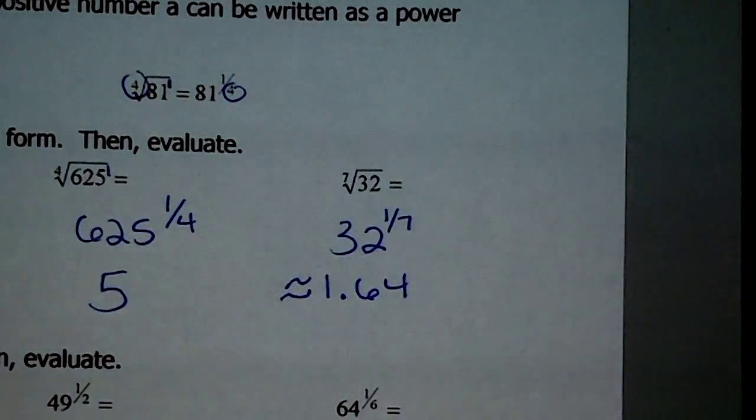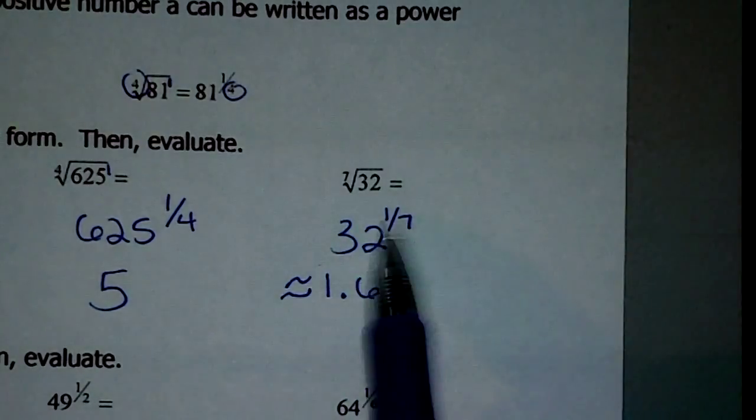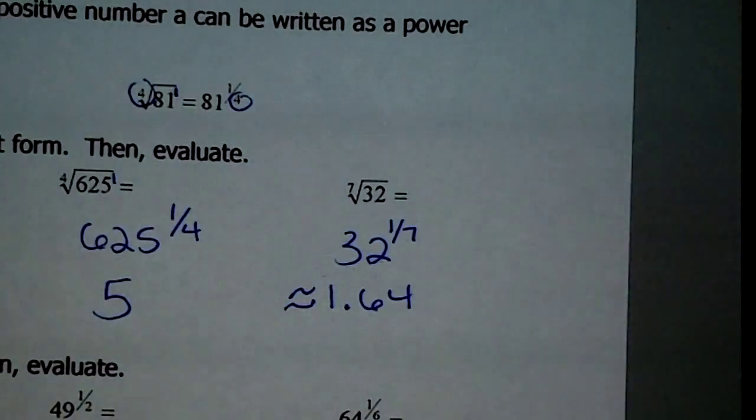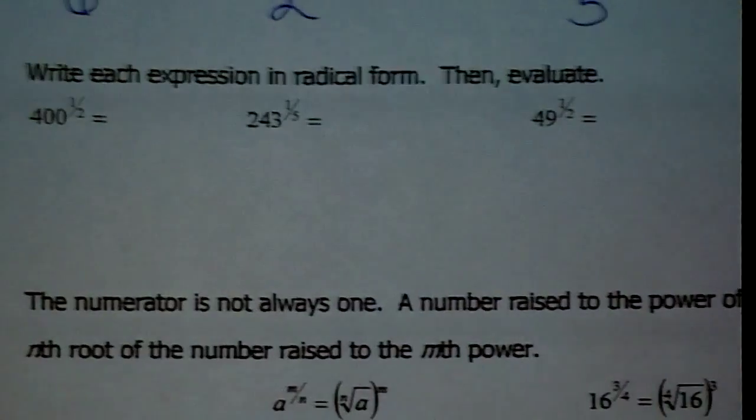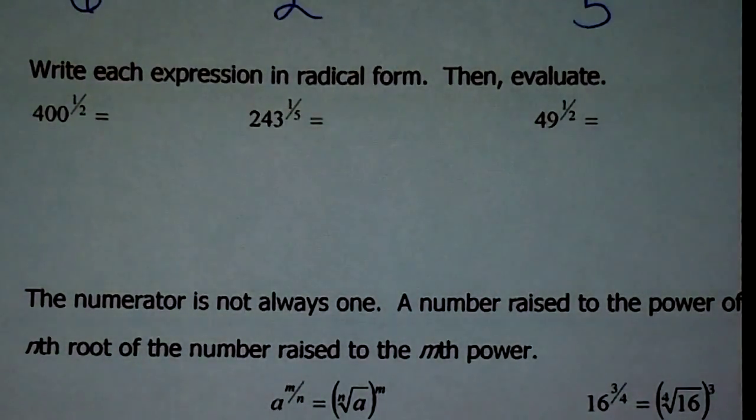So I want you to be able to do both. I want you to be able to write it as a rational exponent and then tell me what it equals. All right, now we're going to do kind of the flip of that. I want you to write each expression in radical form and then evaluate it. So this time we're going to put the square root sign back.